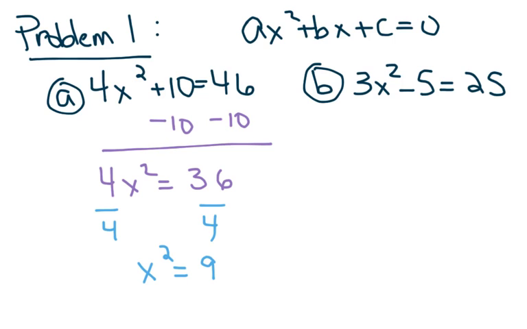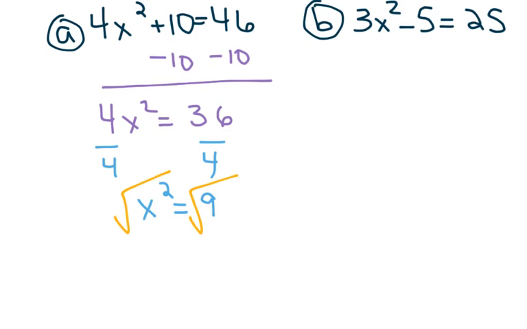So in order to finish this problem off, we're going to do the inverse operation of squaring, which is square rooting. Now, here's the kicker, though. When you take the square root of 9, yes, it is 3, but we're going to write plus or minus in front of it. There are actually two answers. One of them is positive 3 and the other is minus 3.